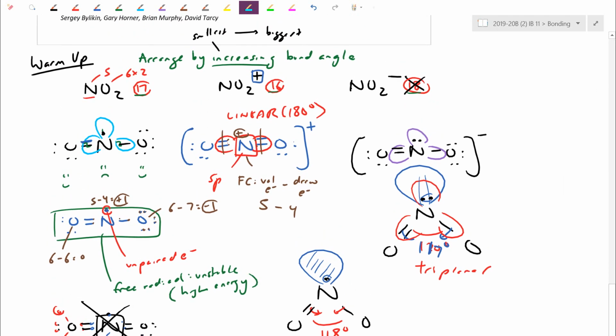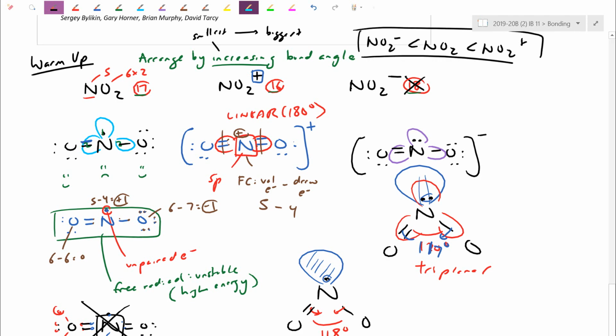So in terms of smallest to biggest, we had the 117 as the smallest. So my order as my answer: NO2 minus is smaller than NO2 is smaller than NO2 plus. That could be a paper 1 question. You see, it was quite a lot of work. I had to first draw them. I had to do the VSEPR. That's how you want to get really quick with your Lewis practice.